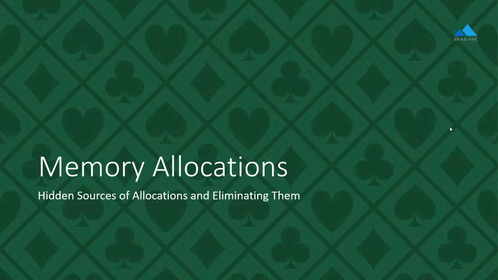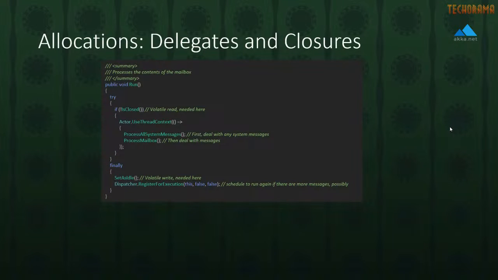Now, that's all the details I have around the actual way the garbage collector works. The next big chunk of this presentation is all about how to make the garbage collector not need to work so hard. So how can we reduce memory allocations or eliminate them altogether? What are some techniques we can use to do this? Well, one really nasty source of allocations in really busy parts of Akka.net, as it turns out, is delegate allocations.